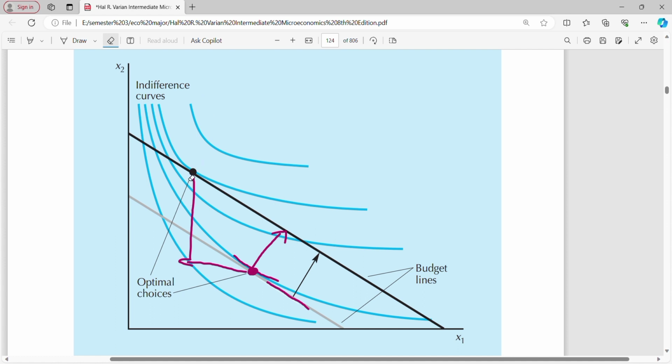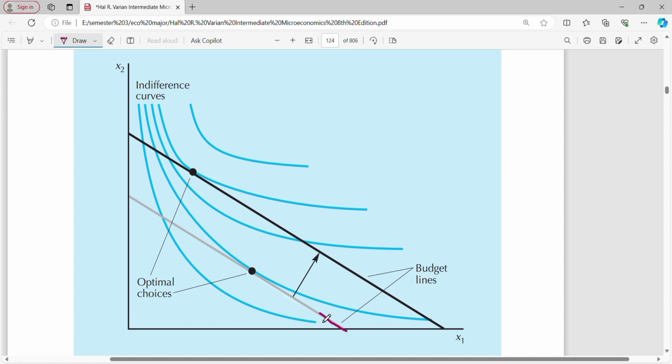Abnormal behavior will be the exact opposite. When the income of the consumer increases, demand for some particular goods decreases. When the income increases, demand for some particular good decreases. That is inferior good. Don't write it abnormal, okay? Write it inferior good.